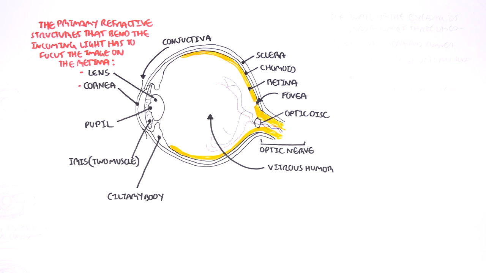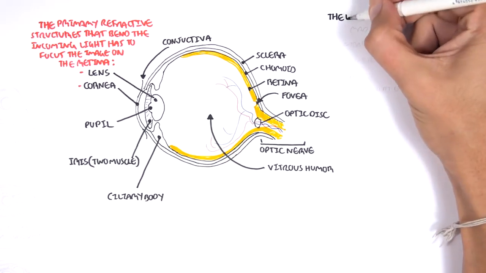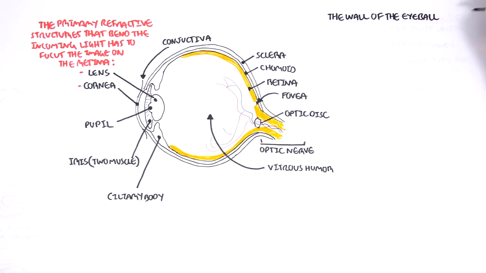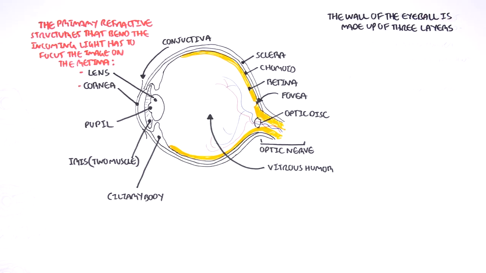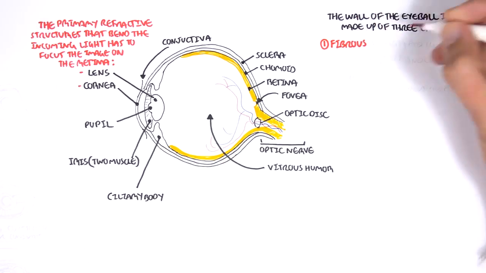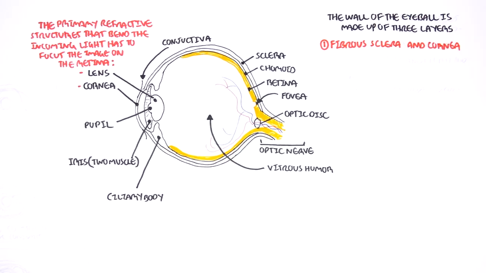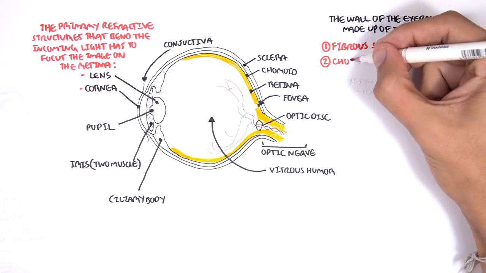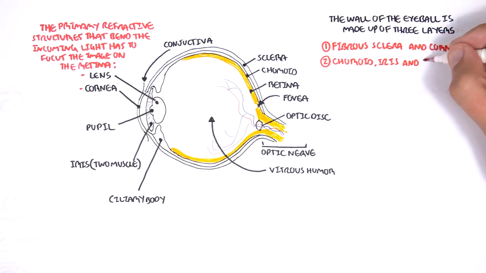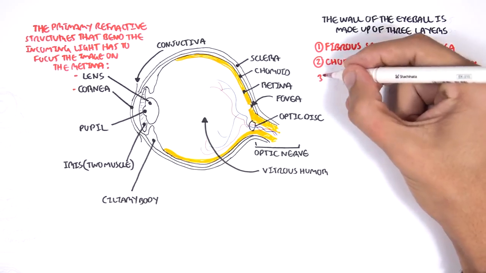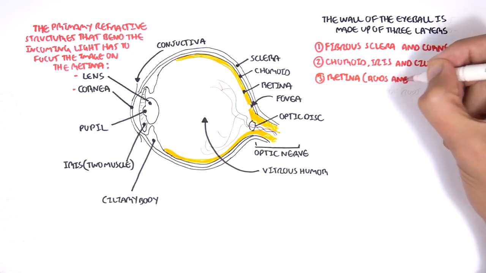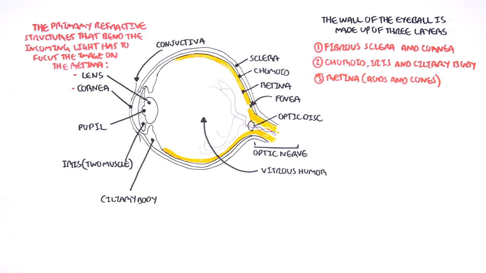But before going into the anterior cavity and the posterior cavity as well, let us just recap the layers of the eyeball. So the wall of the eyeball is made up of 3 layers. The first layer is the fibrous sclera and the cornea, which is in the same layer. The second layer is the choroid, the iris, and the ciliary bodies, which make up the uvea. I think I pronounced that right. And then the third layer is the retina, which contains your photoreceptors, the rods and the cones.